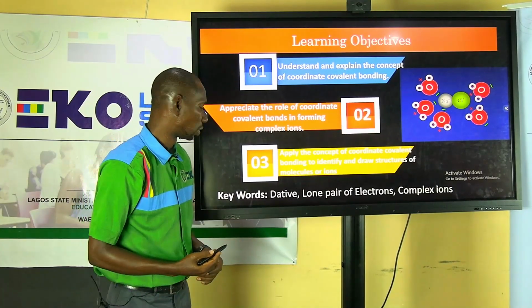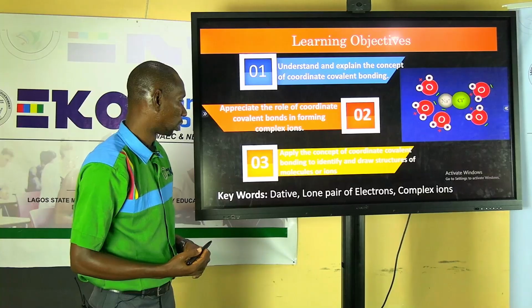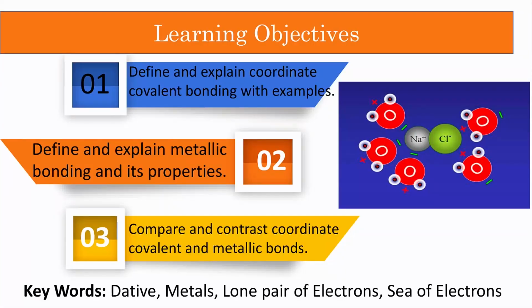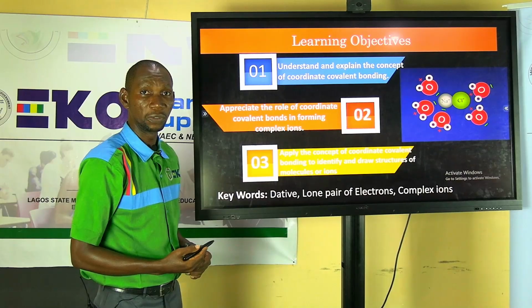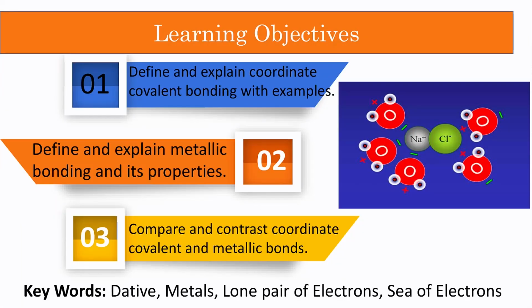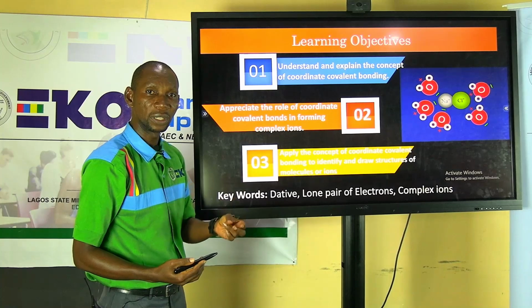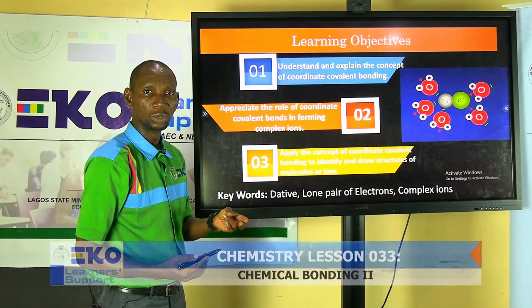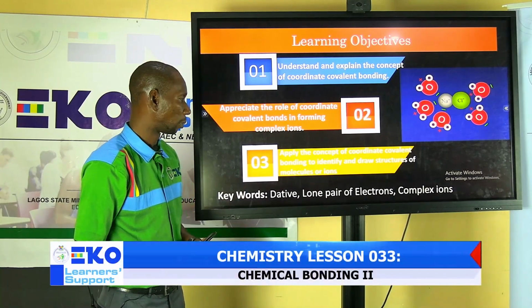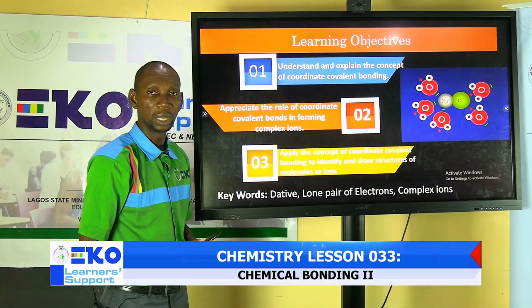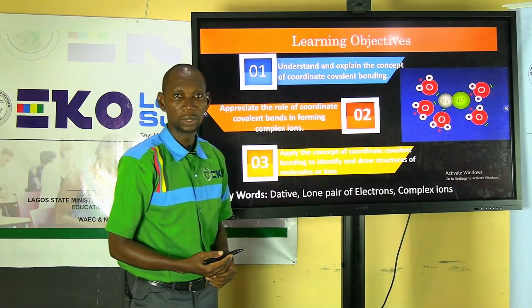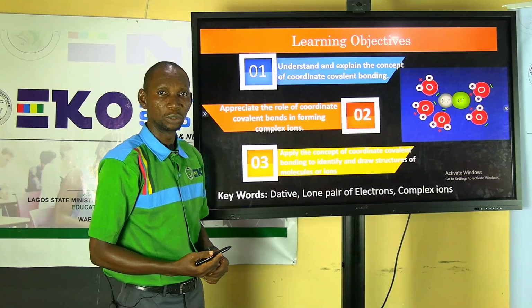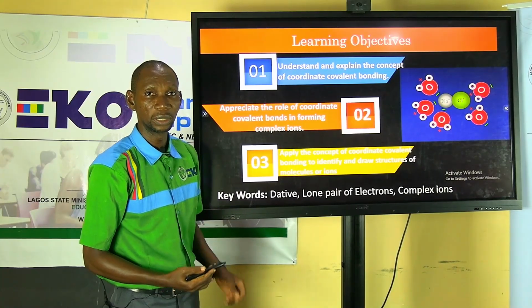Let's look at the keywords that we need to be able to understand this topic better. We have dative, which is another name for coordinate covalent bond. Lone pair of electrons. This is usually when you have an atom having two electrons that have not been used for bonding. Another name for lone pair is non-bonding electrons. Then you have complex ions. These are the type of ions that are usually formed by transition elements.